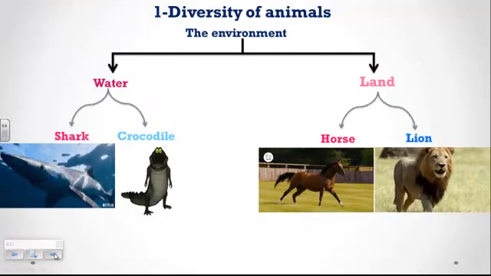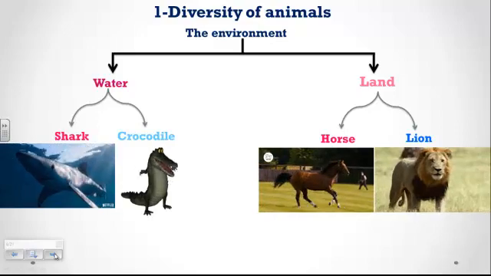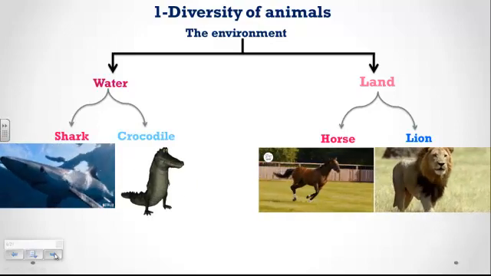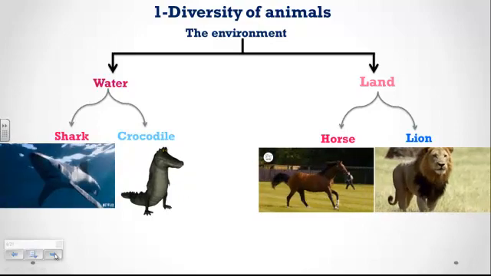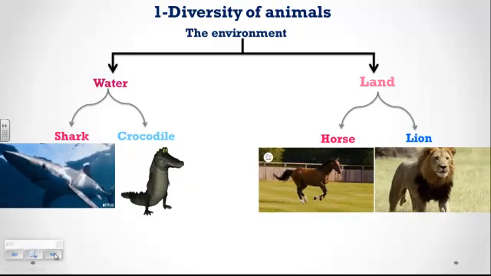Next, diversity in animals according to the environment where they live. They live in water like shark and crocodile here on the left side, while on land like horse, lion, zebra, donkey, monkey.